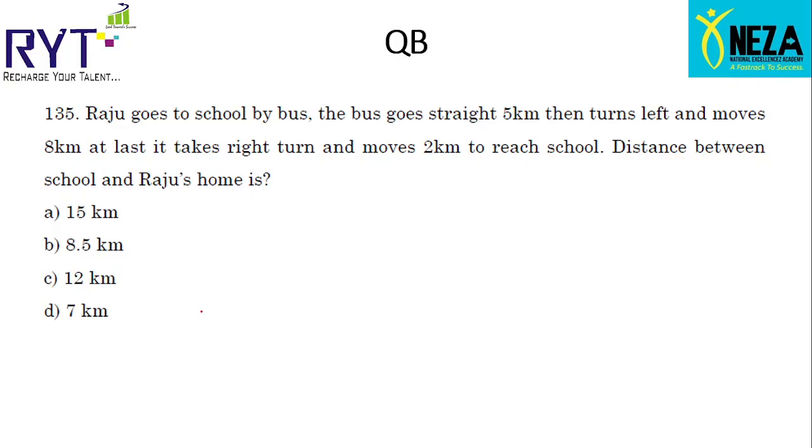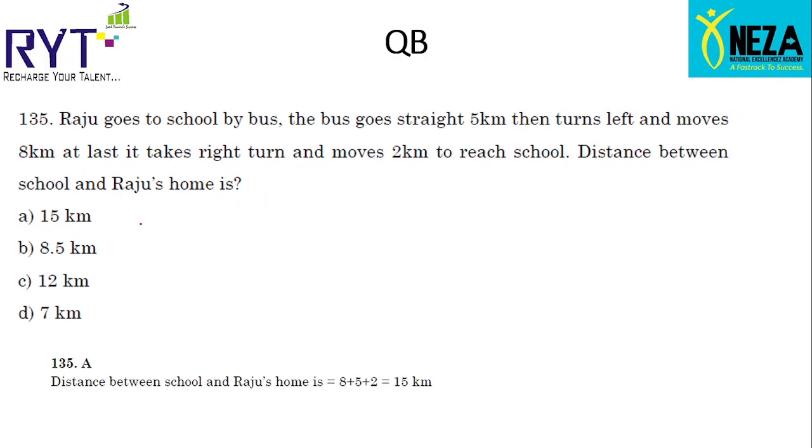Raju goes to school by bus. The bus goes straight 5 kilometers. Let me assume it is going like this 5 kilometers. This was the first point. Turns left. Moves 8 kilometers. At last takes right turn and moves 2 kilometers to reach school. Distance between school and Raju, 5 plus 8 plus 2, 13 plus 2, 15 kilometers. Answer.